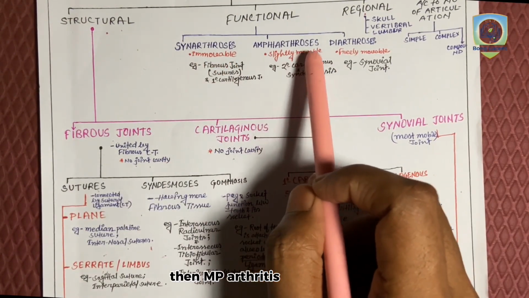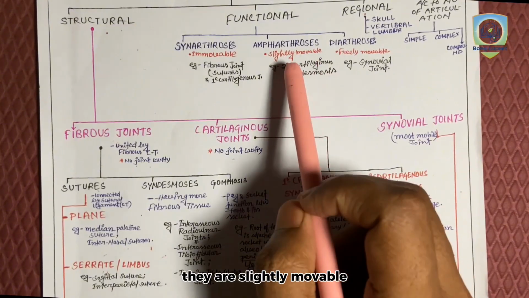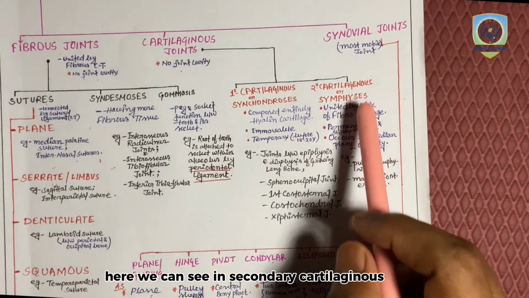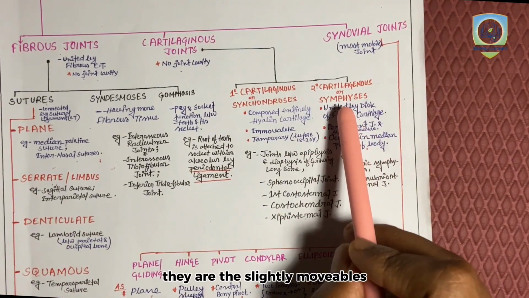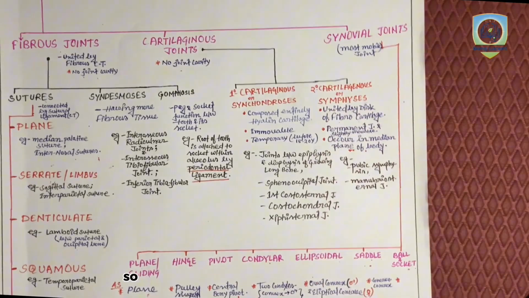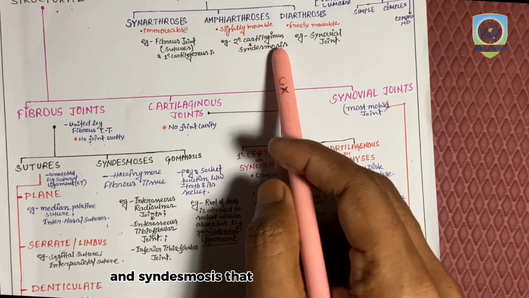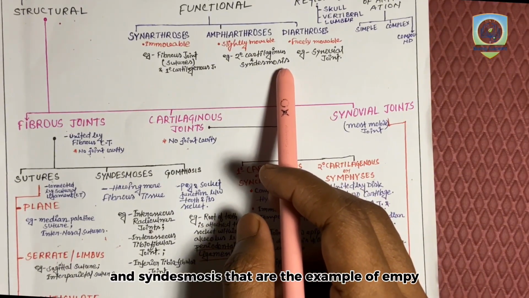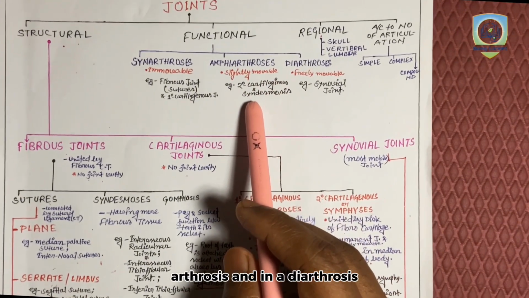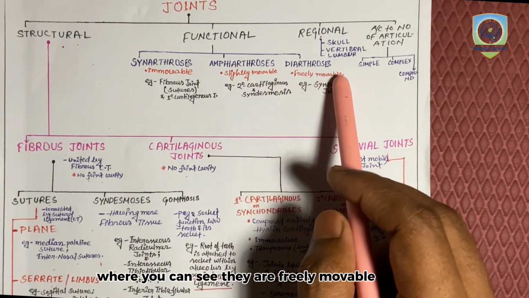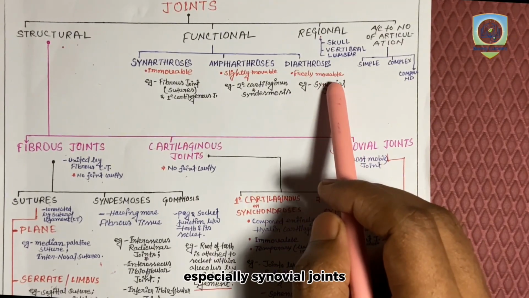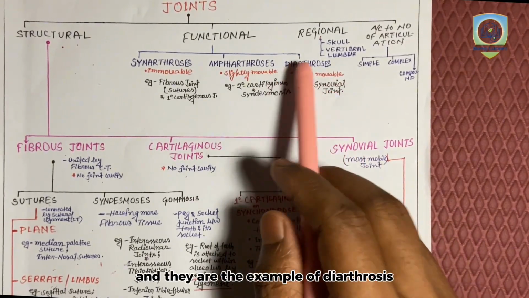Then Amphiarthrosis: they are slightly movable. Here we can see secondary cartilaginous joints are slightly movable. So the examples are secondary cartilaginous joints and syndesmosis. That is the example of Amphiarthrosis. And in Diarthrosis, they are freely movable; synovial joints are freely movable, and they are the example of Diarthrosis.